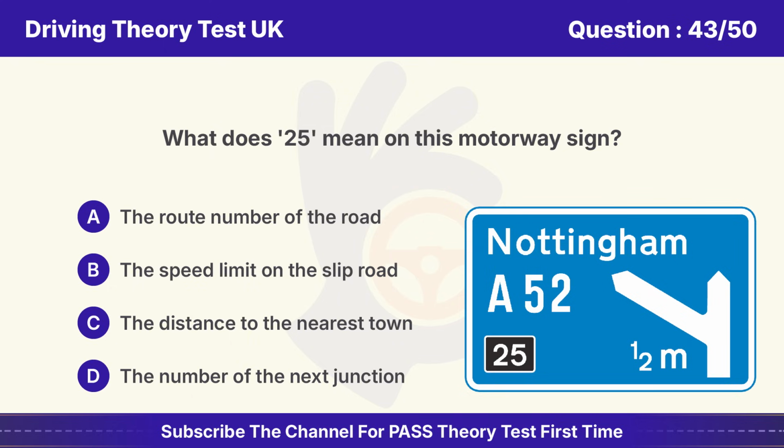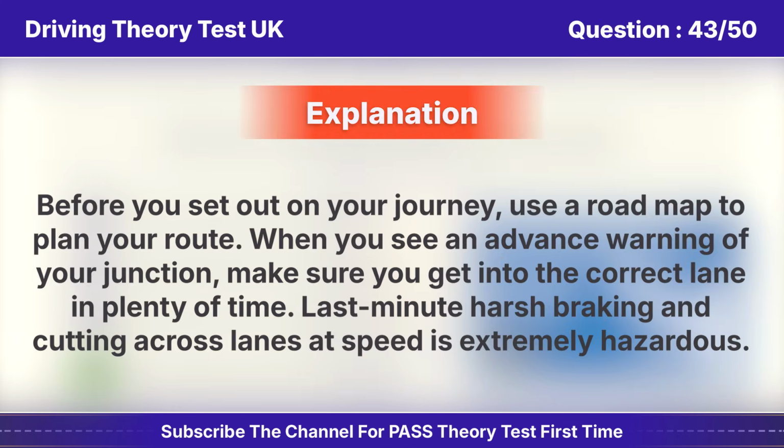Question 43. What does 25 foot mean on this motorway sign? Answer is D. The number of the next junction. Before you set out on your journey, use a road map to plan your route. When you see an advance warning of your junction, make sure you get into the correct lane in plenty of time. Last-minute harsh braking and cutting across lanes at speed is extremely hazardous.